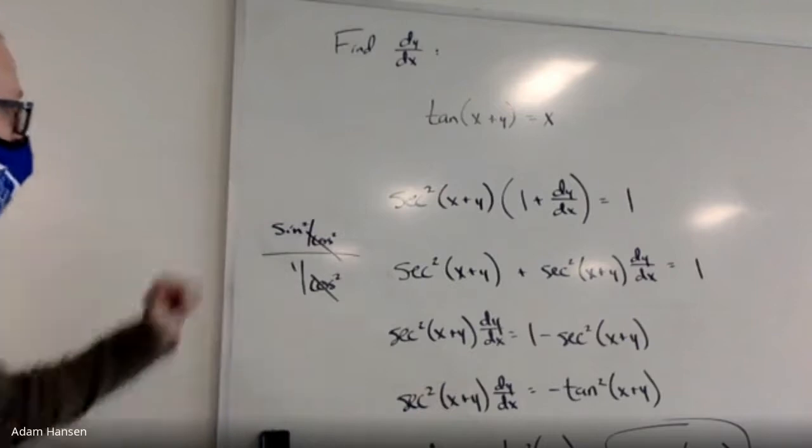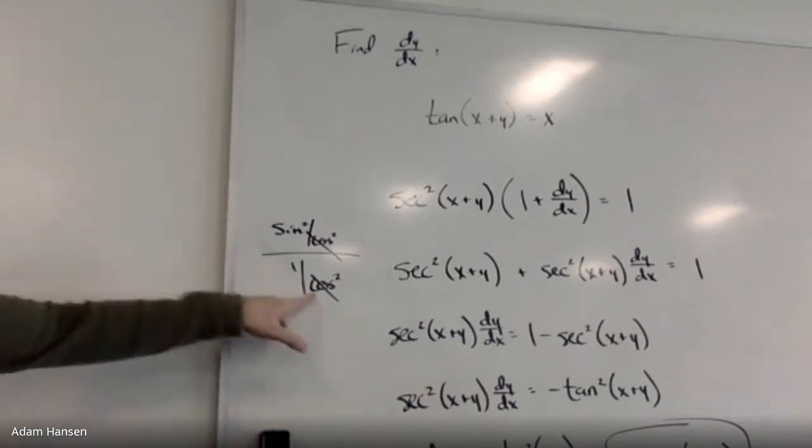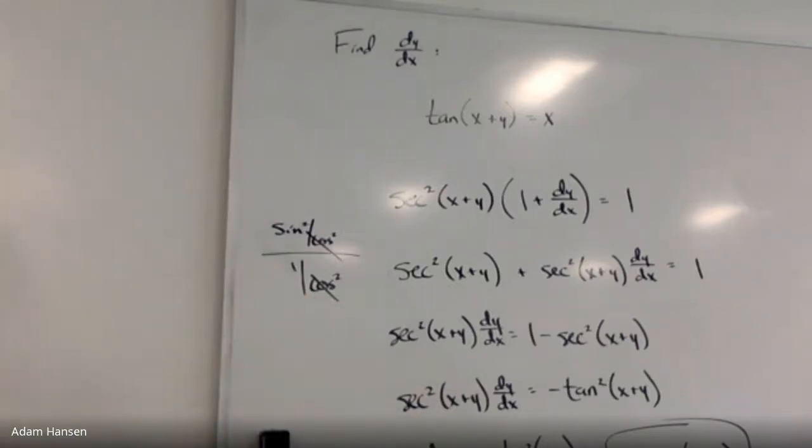I wrote tangent squared as sine squared over cosine squared. I wrote secant squared as 1 over cosine squared. You recognize that the cosine squareds cancel out. All I'm left with is sine squared. So tangent squared of x plus y divided by secant squared of x plus y reduces down to sine squared of x plus y.